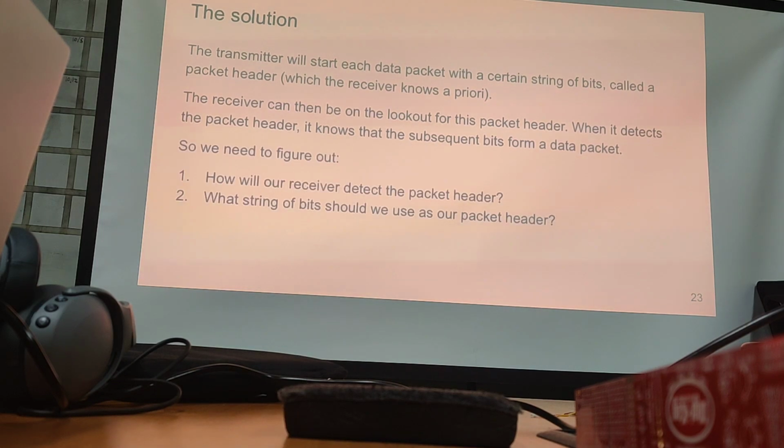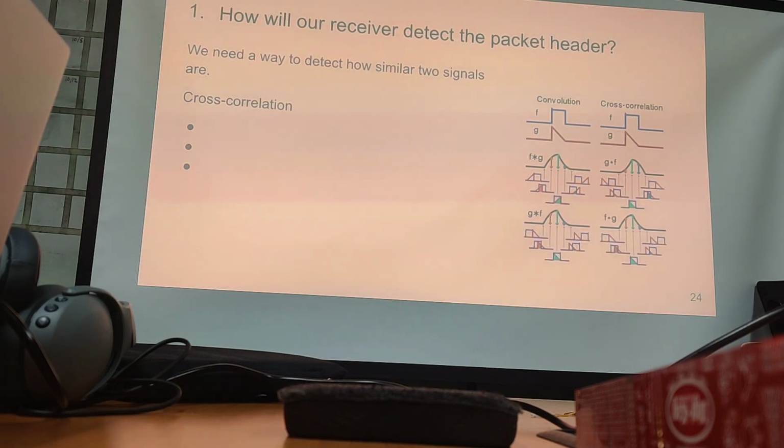So what we need to figure out is, one, how is our receiver going to be able to detect the packet header, and two, what string of bits should we use as our packet header? One way you could do it is just have an if statement, but we want to be a little bit smarter about it. So the way we're going to do that is a mathematical operation that detects how similar two different signals are, and this is called cross-correlation.